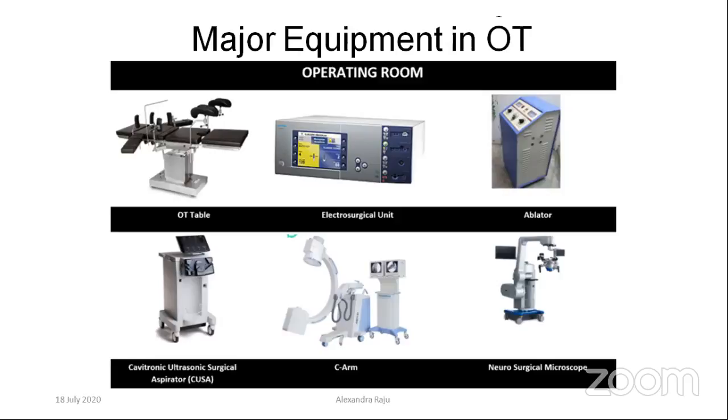So the ablator, the CUSA or the cavitronic ultrasonic surgical aspirator, where we are using the ultrasonic low frequency for performing the surgery for soft tissues, especially for the liver tissues or the transplant or the neurological cases. CUSA is used for cavitronic ultrasound surgery, mainly for tissues with more water content and less fiber content, especially the liver tissues, or to dissect the tumors.